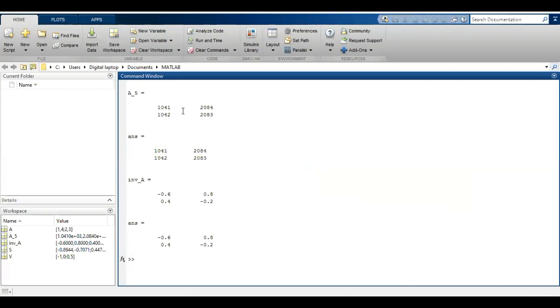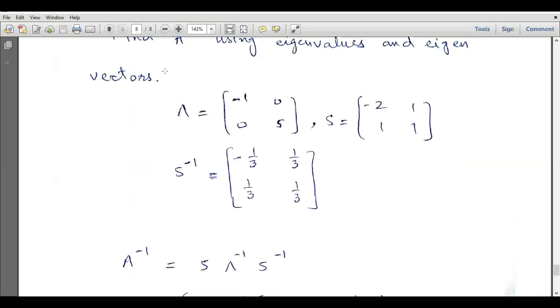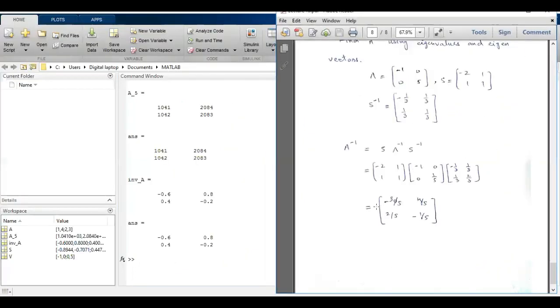This is A raised to power 5 using the eigenvalue method. This is A raised to power 5 using the conventional method, and we can see both results are same. Similarly, this is the inverse of A using eigenvalue method, and this is the inverse of A using the conventional method. And this is the same answer that we have obtained in this lecture. You can see minus 3 by 5 is the first entry, so that is equal to minus 0.6. This is 0.8, this is 0.4, and this is minus 0.8.